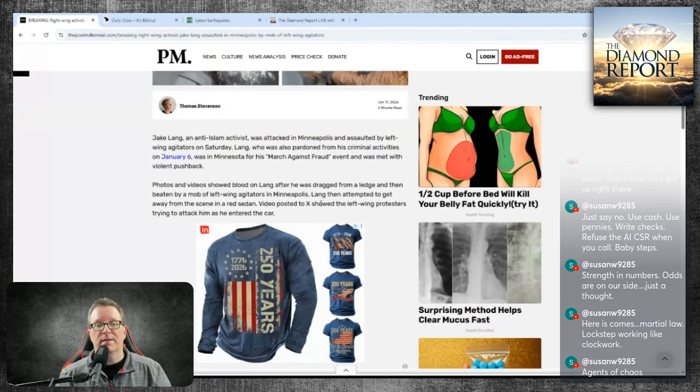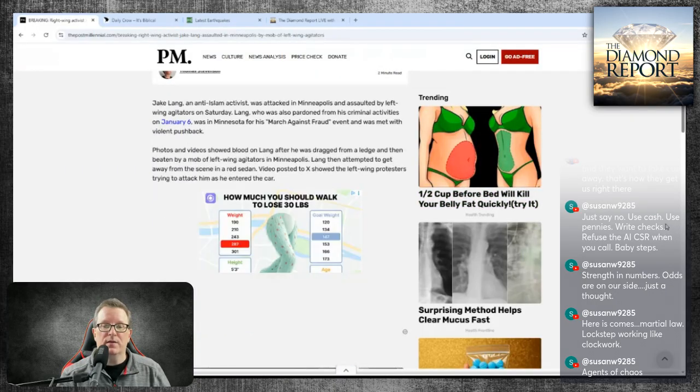Jake Lang is an anti-Islam activist who was attacked in Minneapolis and assaulted by left-wing agitators on Saturday. Lang, who was also pardoned from his criminal activities on January 6th. I don't think there was any criminal activities. Was in Minnesota for his March Against Fraud event and was met with violent pushback. Photos and videos showed blood on Lang after he was dragged from a ledge and then beaten by a mob of left-wing agitators in Minneapolis. Lang then attempted to get away from the scene in a red sedan. Video posted on X showed the left-wing protesters trying to attack him as he entered the car.